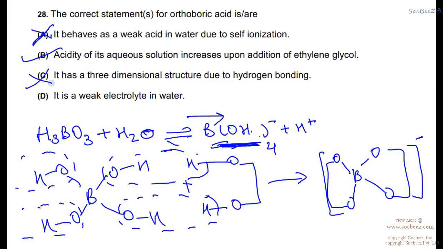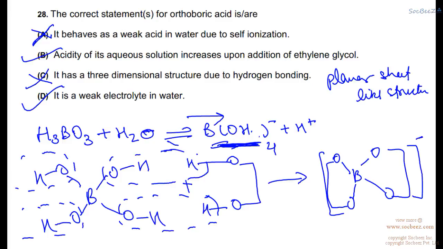Now, option C is incorrect because it has a planar sheet-like structure due to hydrogen bonding. So option C is the incorrect option. Option D, it is a weak electrolyte in water. H3BO3 is certainly a weak electrolyte in water. So option D is the correct option. So the correct options are option B and option D.